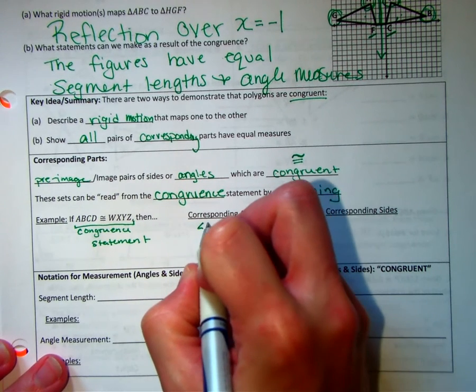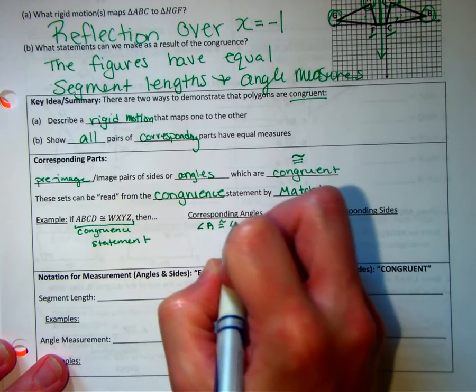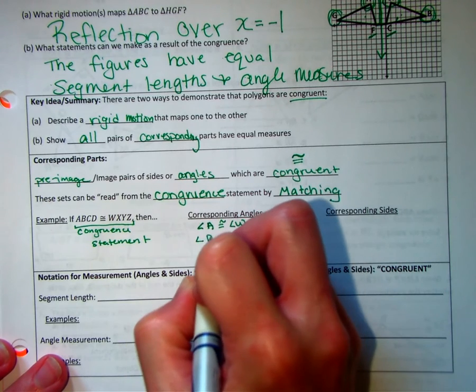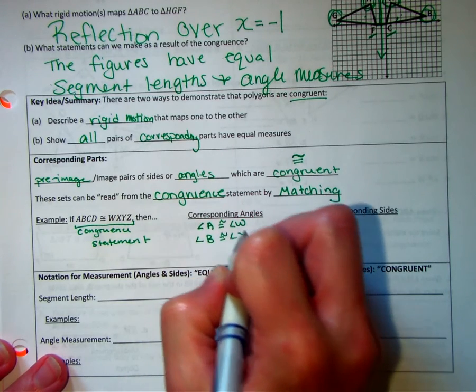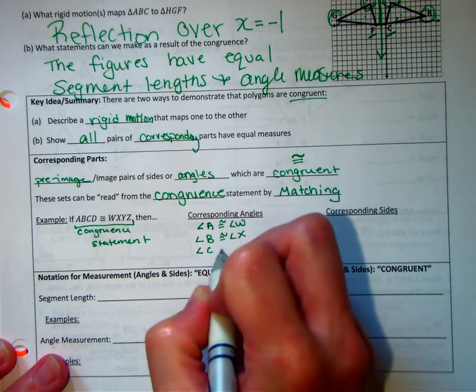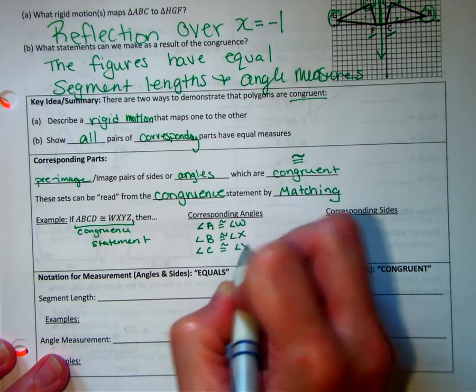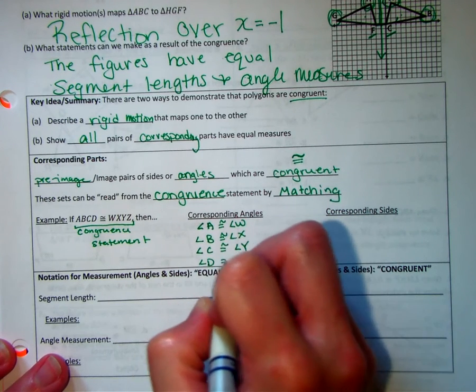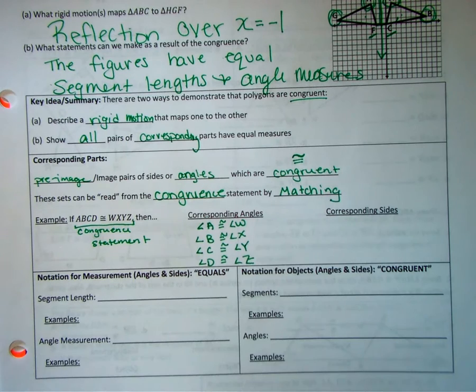Okay, so angle A goes with angle W. Angle B goes with angle X. Angle C goes with angle Y. And angle D goes with angle Z.